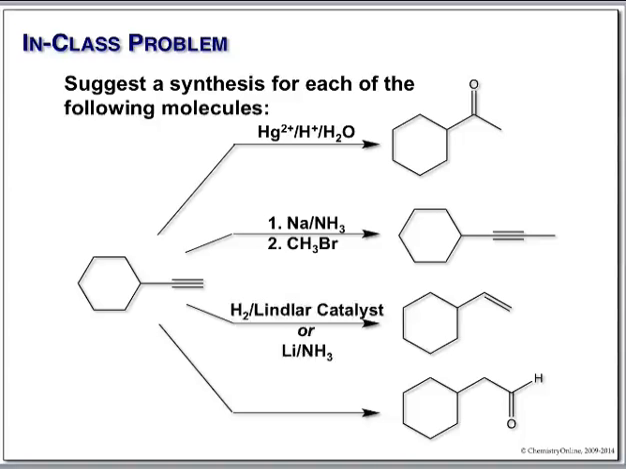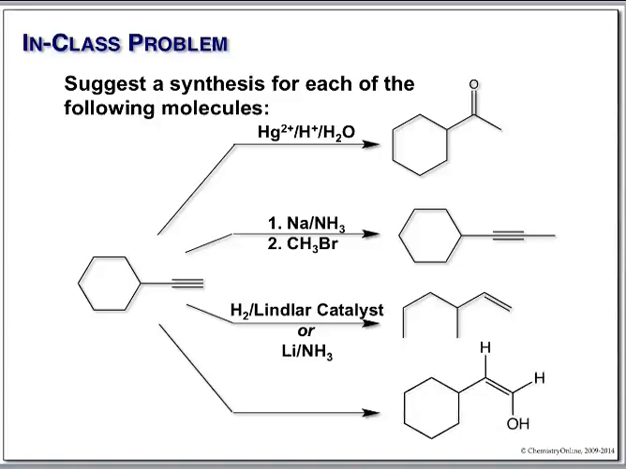And finally, again, we're making a carbonyl. This time it's going to be on the primary carbon. So that's anti-Markovnikov. We know we can make an anti-Markovnikov alcohol by doing hydroboration oxidation. The anti-Markovnikov alcohol would look like this.